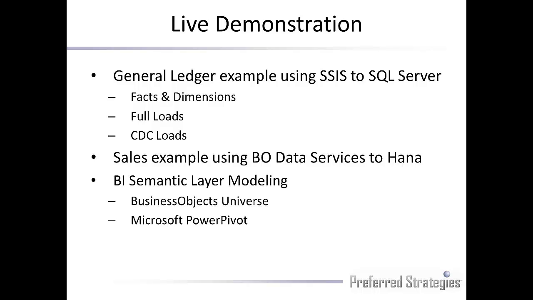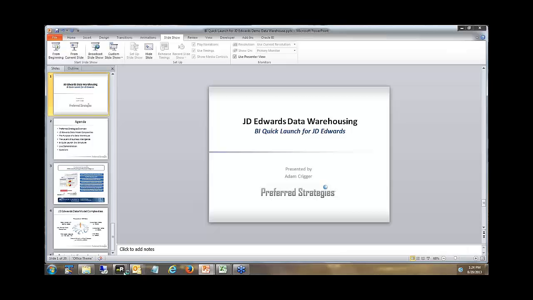We'll also show an example of taking JD Edwards sales data and using BusinessObjects Data Services to feed data over into their in-memory computing platform called HANA, and show you a sales model there for HANA. These are all back-end things, but we'll then show you an example of a semantic layer for BusinessObjects and Microsoft, where you're still creating those relationships and modeling the data in that metadata layer. Okay, so I'm going to flip to a different screen here.